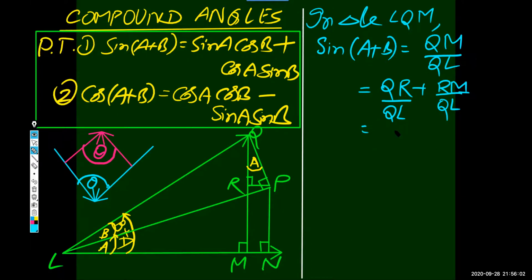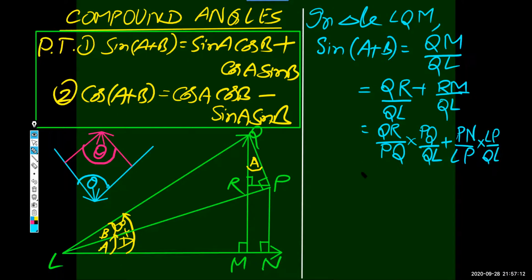Now, QR, if you observe carefully, is the adjacent side to angle A. Then what is its corresponding hypotenuse? PQ. I need it, so divide it and multiply. Similarly, RM is equal to PN. Do you accept it? So what is the corresponding hypotenuse of PN? That's LP. PL, that's good. Into LP divided, multiply QL.